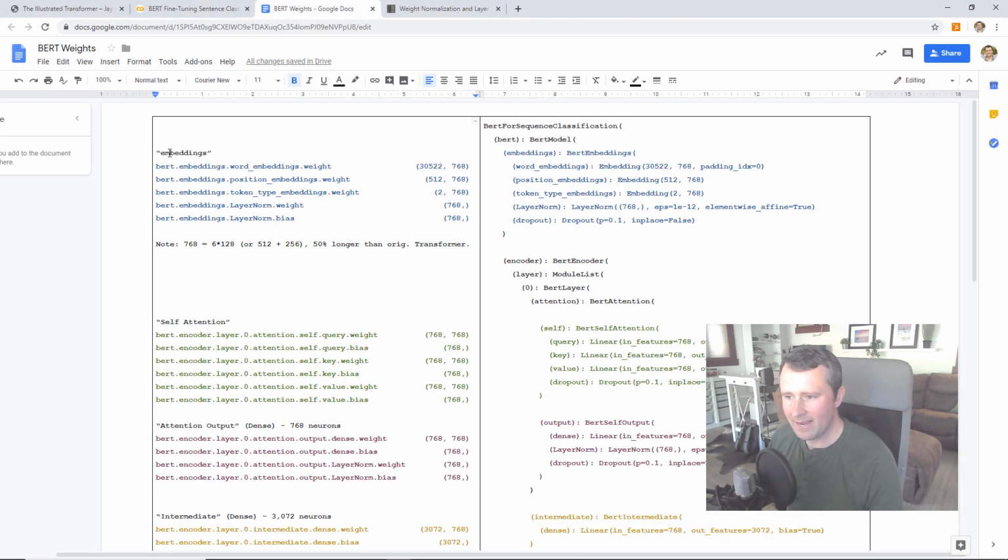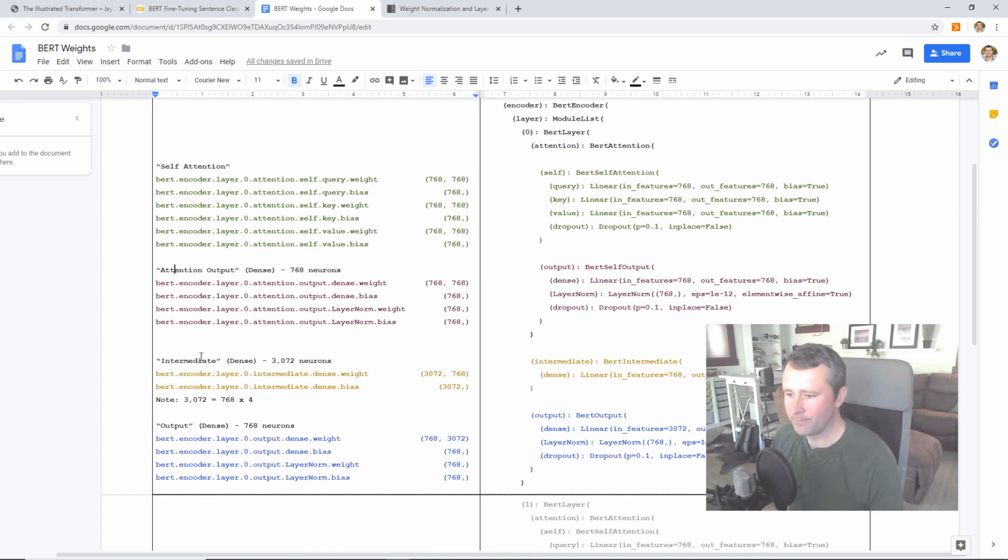So we were just looking at the embeddings, self-attention, and attention output layers. There's two more pieces here.